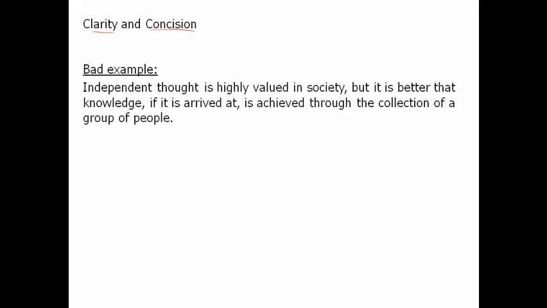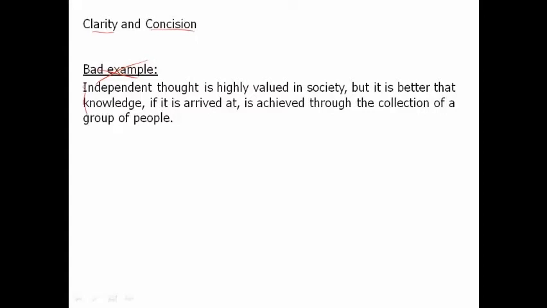We're dealing with clarity and concision. What exactly does this mean? Well, it's how you write. It's how you express your thoughts when you write. And we have here a bad example. Well, let's just cross this out for a minute. Judge this on its own merits without looking at the bad example part.